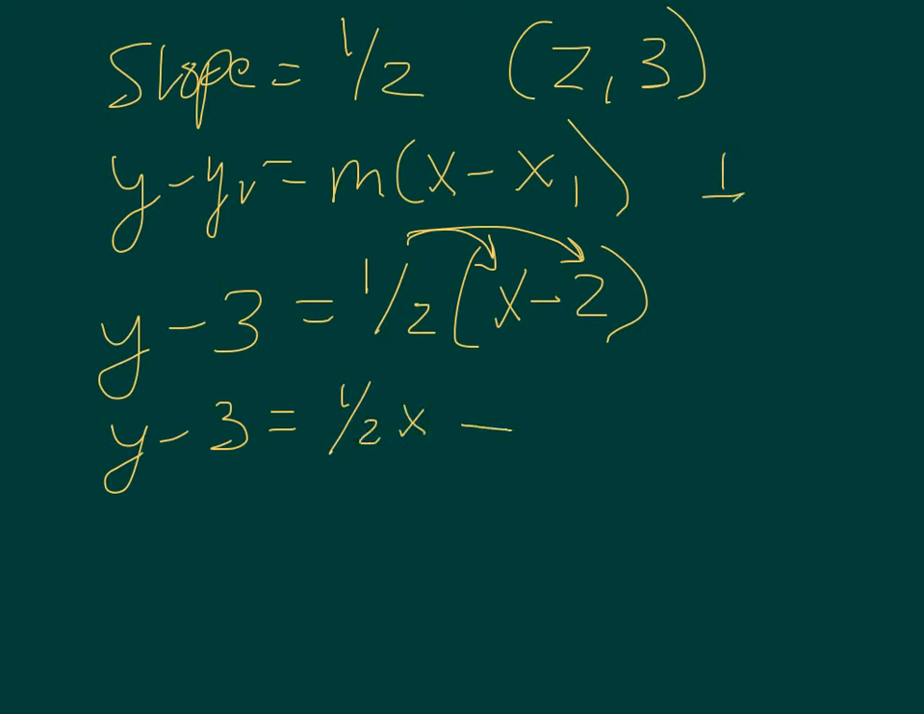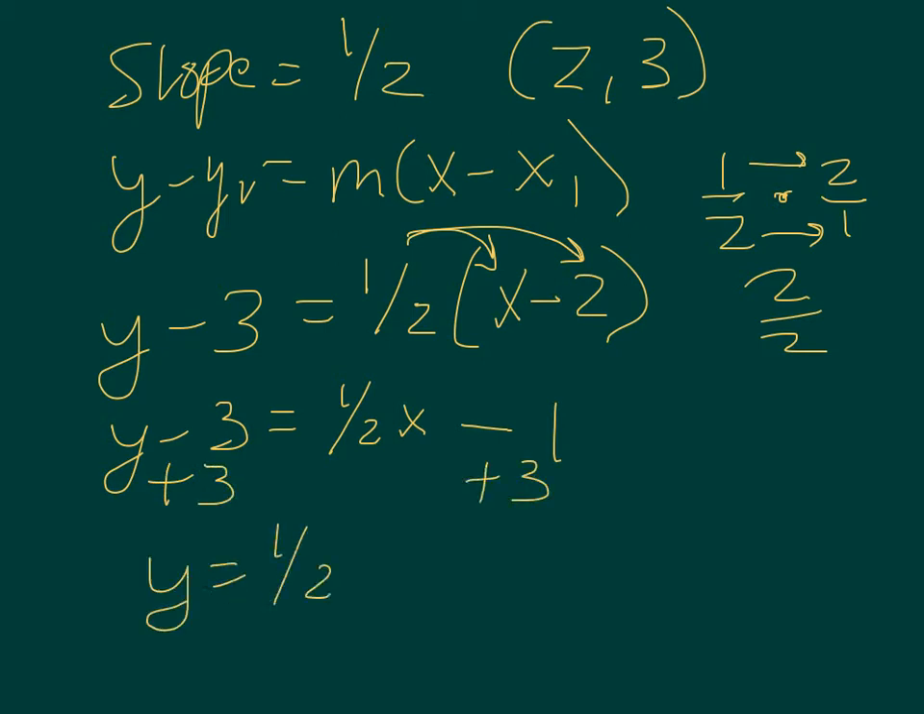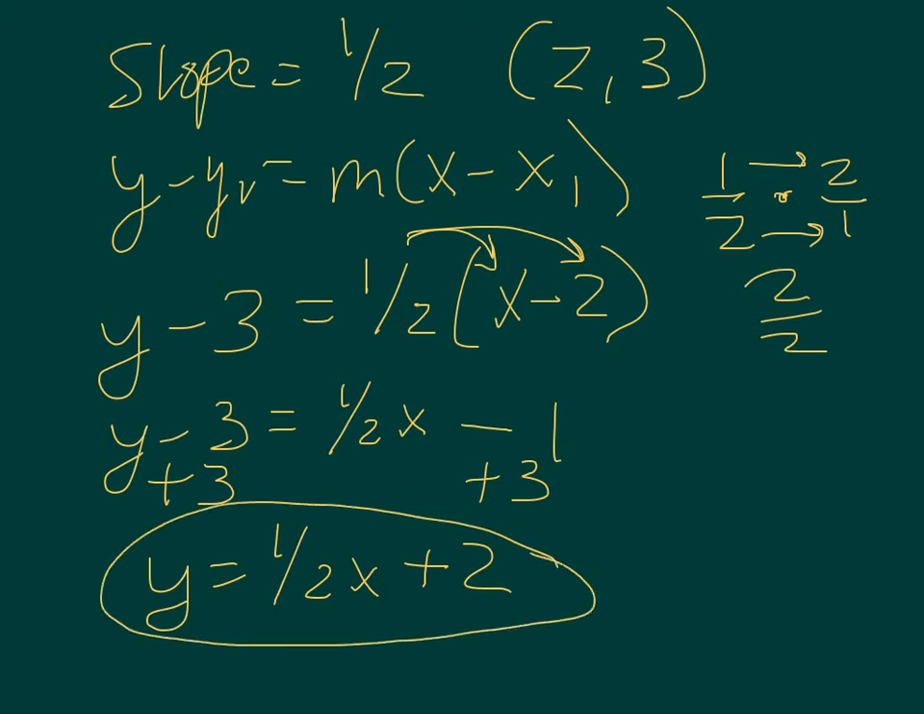I'll do it over here. 1/2 times 2 is the same as 2 over 1. You multiply straight across. I get 2 over 2, which equals 1. Add 3, y equals 1/2 x. -1 plus 3 is going to be +2. That's one down.